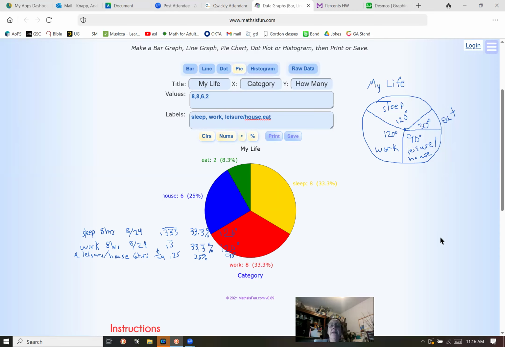Okay, and when you're finished, send me both your pie graph. You can take a picture of the Math is Fun, or you can make it with a protractor and color it with markers or colored pencils, but also send me the table. So it's a very important piece that you need to send as well.